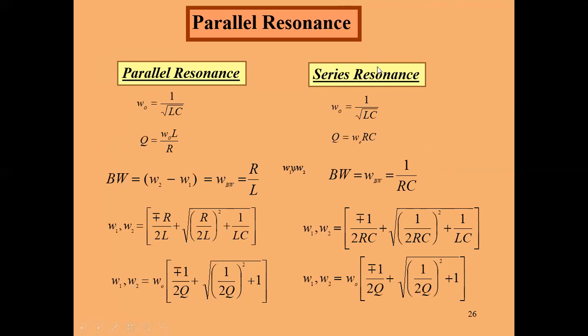Always remember that in the series resonance, the value of omega 0 is equal to 1 divided by root LC, and omega is nothing but 2 pi f, where f is the resonant frequency. We can write fr as 1 divided by 2 pi under root LC, that is in the series resonance. And the quality factor for this series resonance is written as omega 0 RC, and bandwidth is also 1 by RC, but in the parallel resonance the bandwidth is R by L.